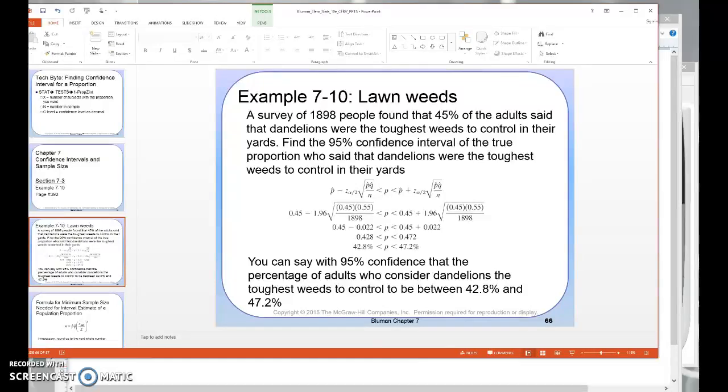Here's an example that we can use to figure out with the calculator. You've got 45% of the adults say that dandelions are the toughest weeds to control, 95% confidence interval with true proportion, who say that dandelions were the toughest weeds. So p hat minus that Z value.